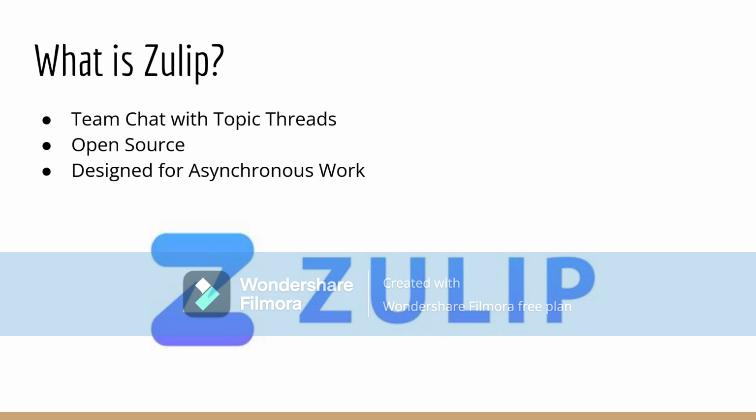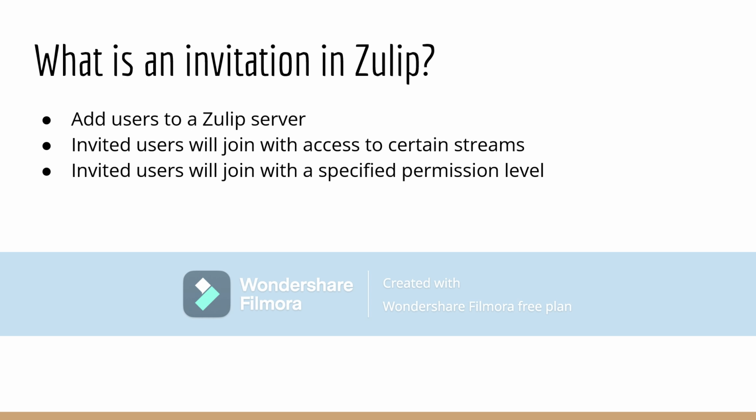Alright, now that we know what Zulip is, let's talk about its invitations. An invitation in Zulip is how you add users to your Zulip server. When someone accepts an invite, they automatically get access to specific streams that you've selected for them. You can also set their permission level when inviting them, like whether they're just a member or an admin.